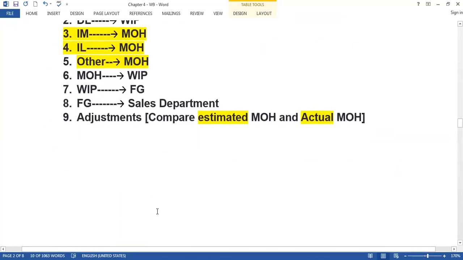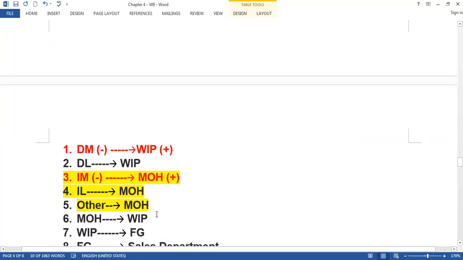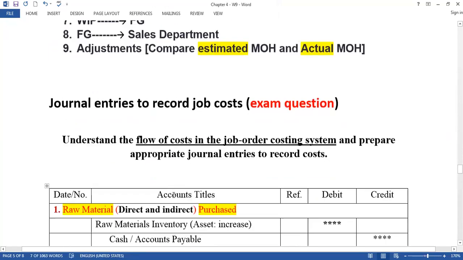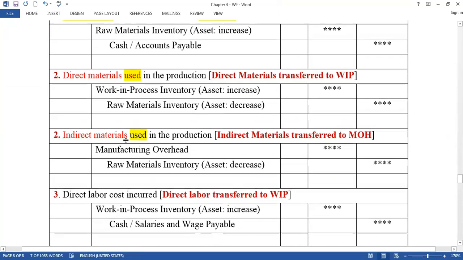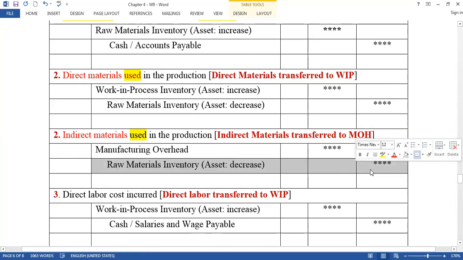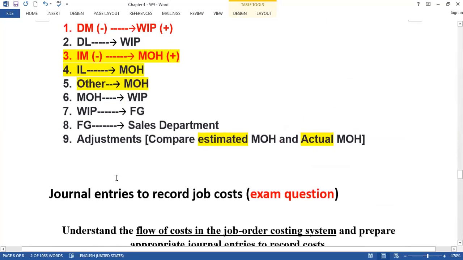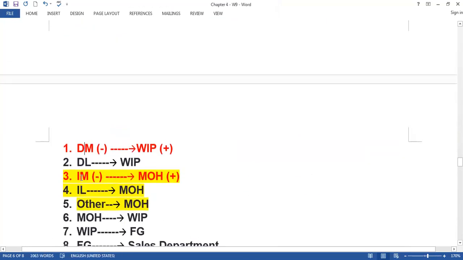So look at the journal for the second one. Look at the journal for indirect material. This is the journal. Indirect material transfer to MOH, MOH debit, and raw materials decrease, it is credit. Clear? So for direct materials, our raw material decreases. For indirect materials, our raw material decreases. Direct materials goes to WIP, indirect materials goes to MOH. So we are done with 1 and 3, right?